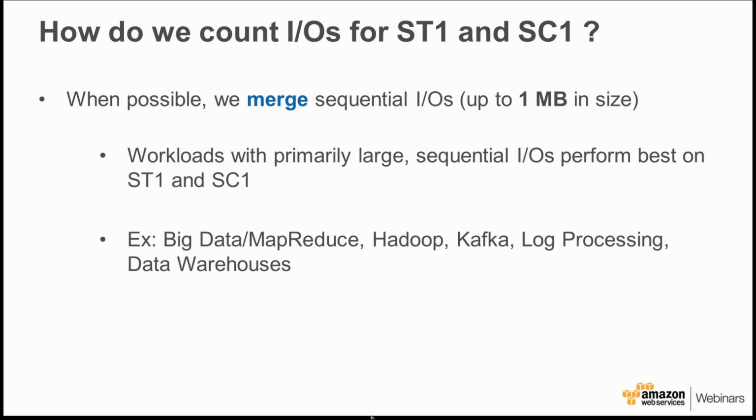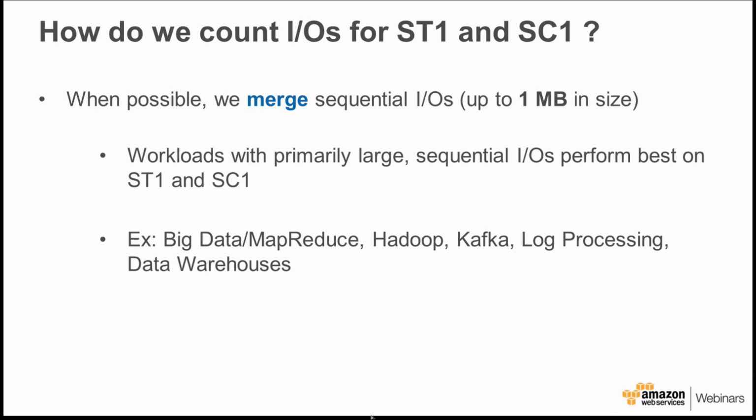So now we'll switch from GP2 and IO1, how we count I/Os, to talk about ST1 and SC1. As opposed to GP2 and IO1, where we merge sequential I/Os up to 256 kilobytes in size, since we count single I/Os for ST1 and SC1 as 1 megabyte, we merge up to 1 megabyte in size. Again, this works well for the workloads we've designed ST1 and SC1 for. Workloads with large sequential I/Os such as MapReduce, Hadoop, Kafka, log processing, data warehouses.